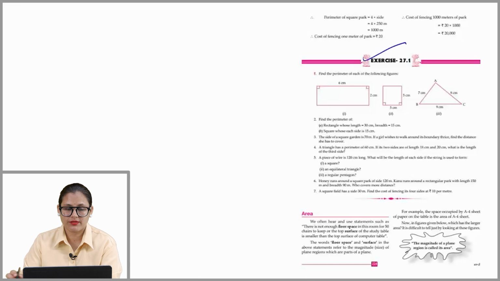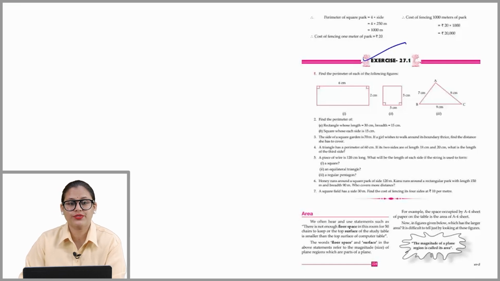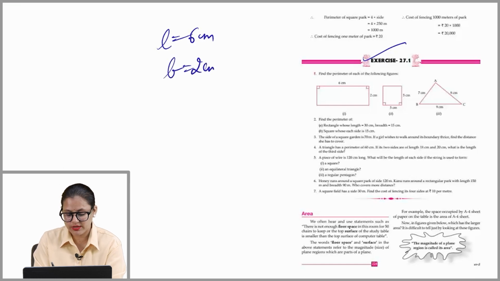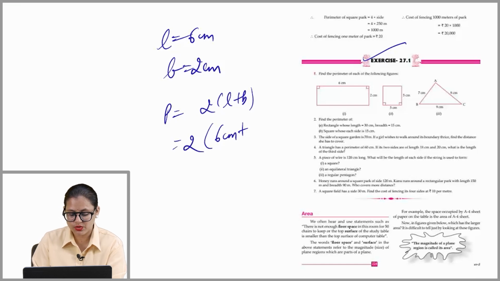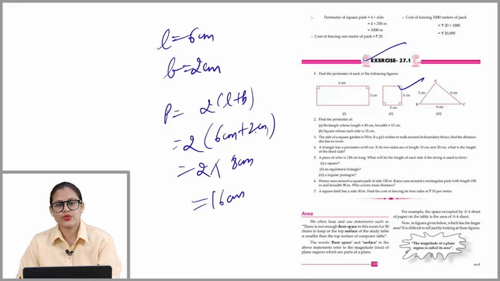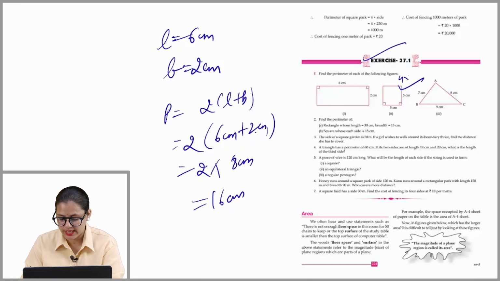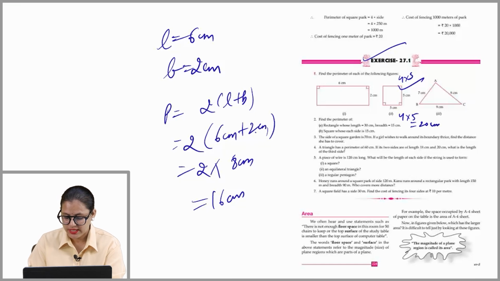Exercise 27.1. Find the perimeter of each of the following figures. This is a rectangle, length is 6 centimeter, breadth is 2 centimeter, as you can see here. So perimeter is 2 (length plus breadth). Length is 6 centimeter, breadth is 2 centimeter. 2 into (6 plus 2) is 8 centimeter, 16 centimeter is the answer.